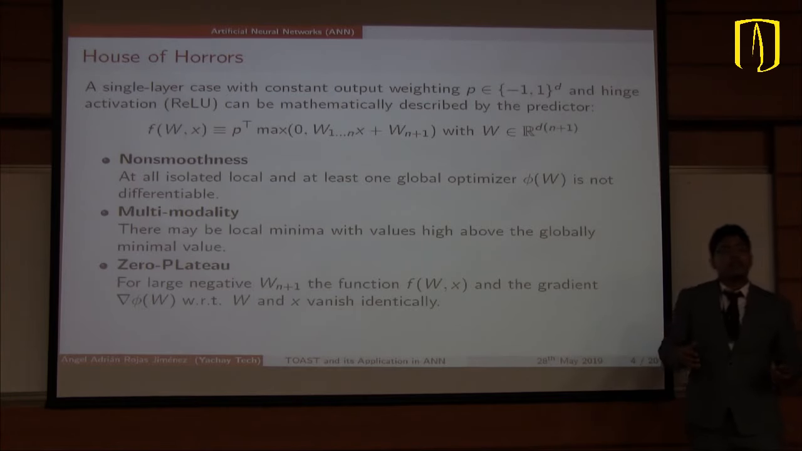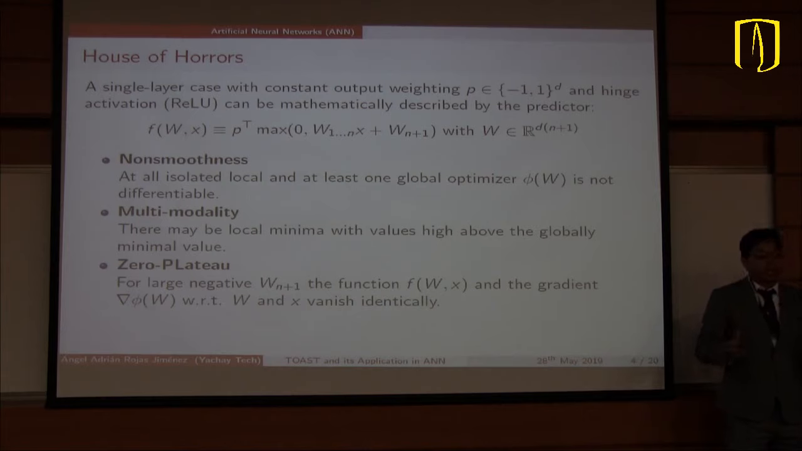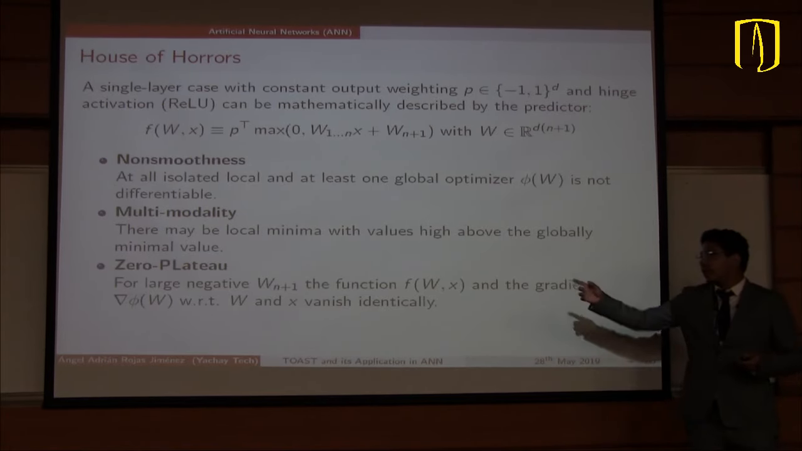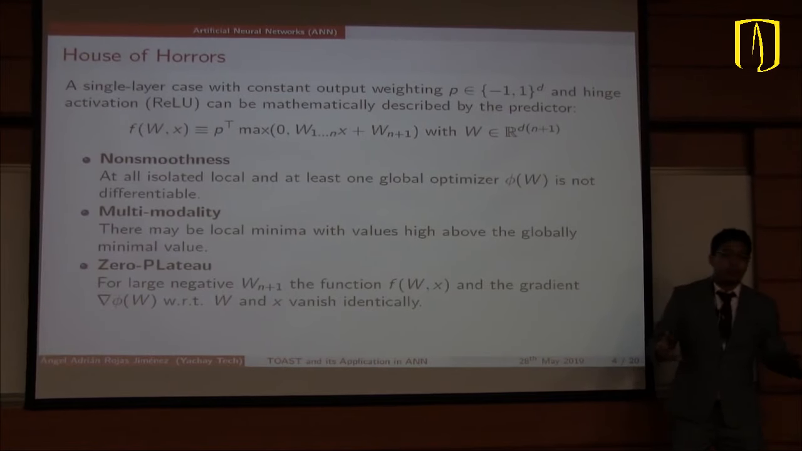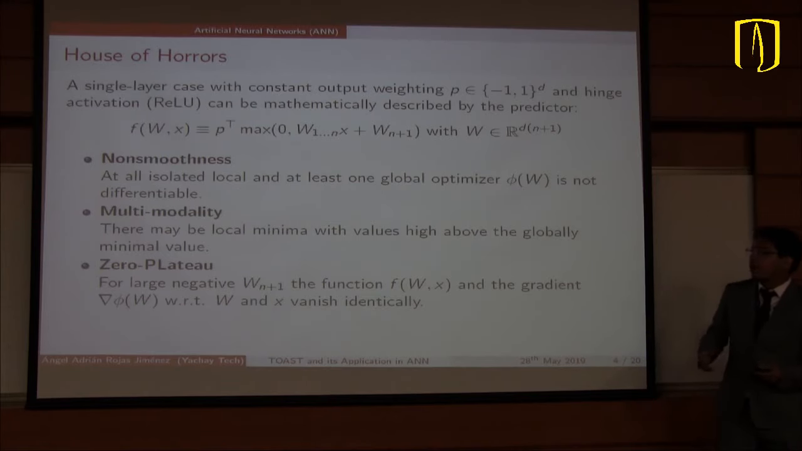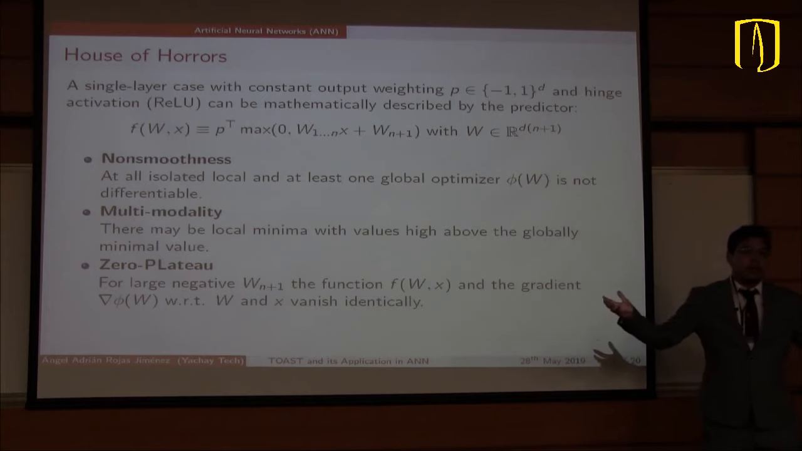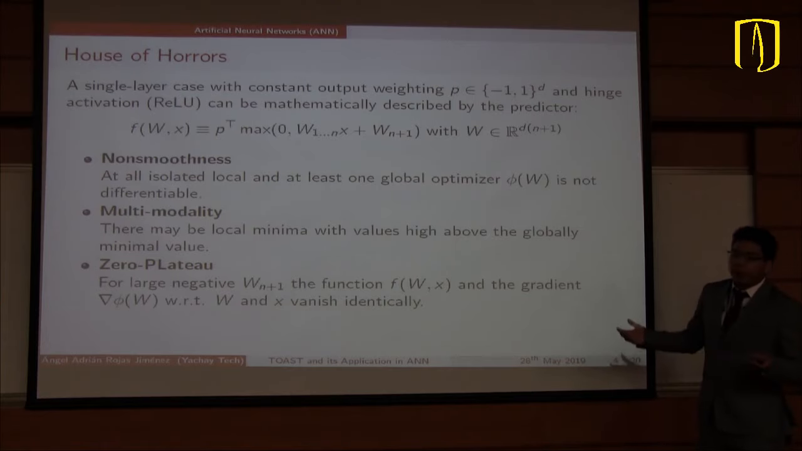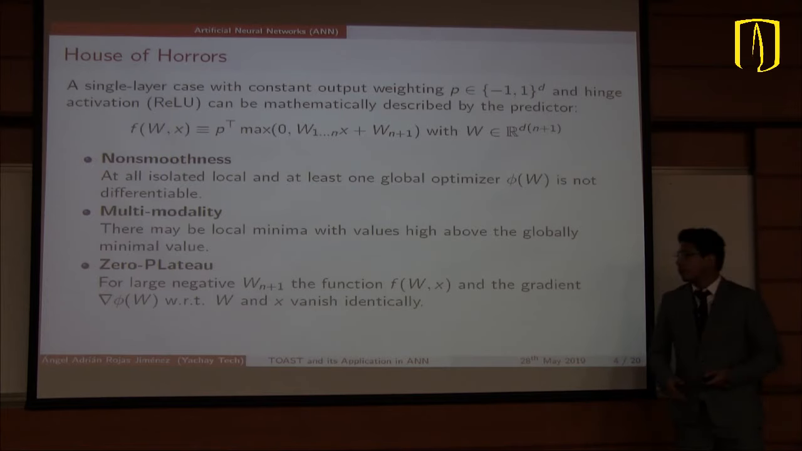And it also has a plateau, which sometimes refers to when the function surface is constant, and it occurs because the weight n+1, which we refer to as the shift or bias, is large negative, so the hinge function turns to 0. If it is negative, the maximum between 0 and something negative is 0. So the gradient will vanish identically on the shifts and weights, and also with respect to the inputs.